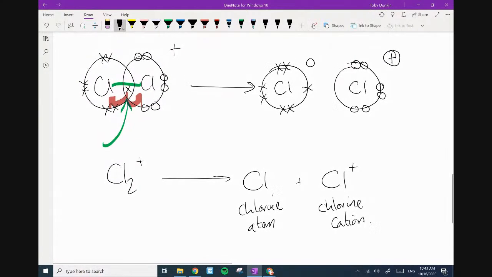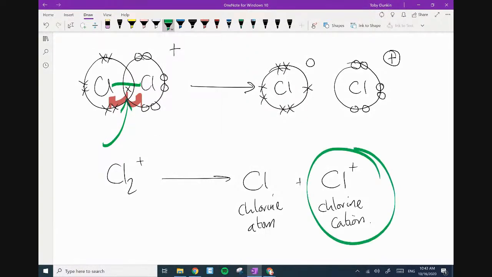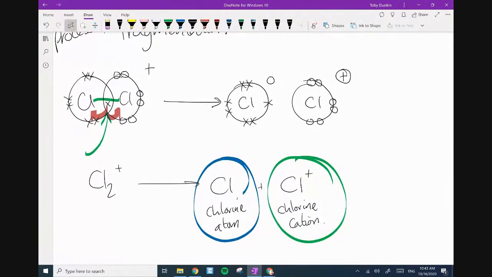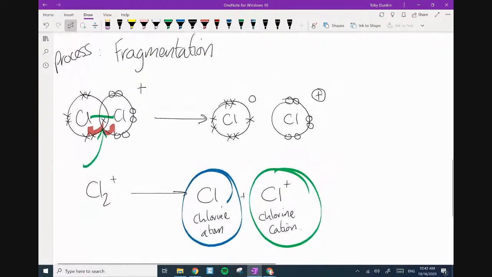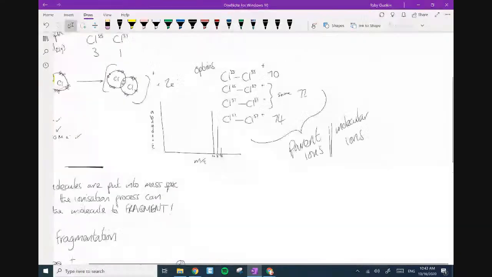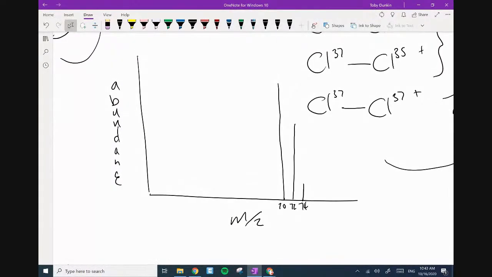Now at this point, because it splits in half, I can only detect the positive cation. This guy is lost in the machine. It's actually removed by the vacuum pump. The positive ion is what now gets accelerated. Now what that means is I'm going to get 2 more peaks. I'm going to get a peak down here at 35 and a peak here at 37. And guess what the heights are going to be of these peaks?